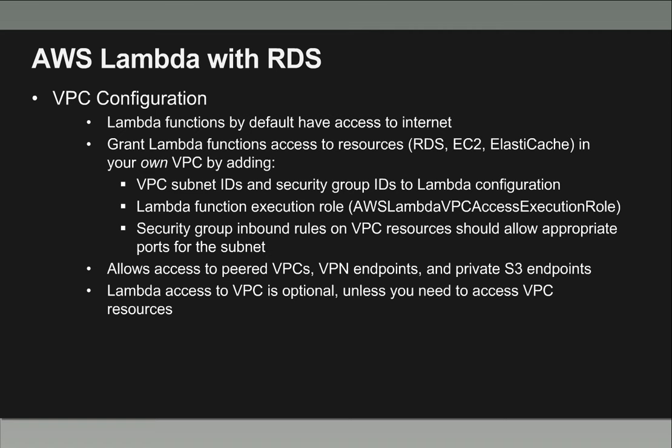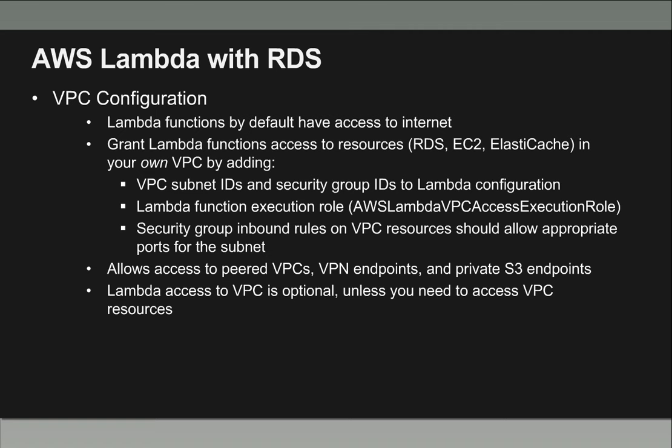A couple of other points to remember here: when you enable VPC access to your Lambda function, you're also enabling access to any of the peered VPCs that the VPC is part of, including VPN endpoints and private S3 endpoints. That means when the Lambda has permissions to connect to your VPC resources, it also has permission to all these additional resources.